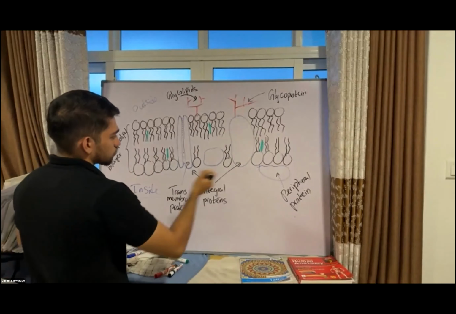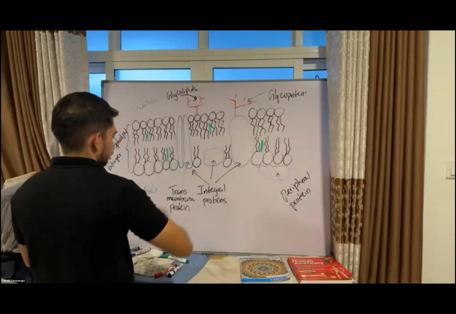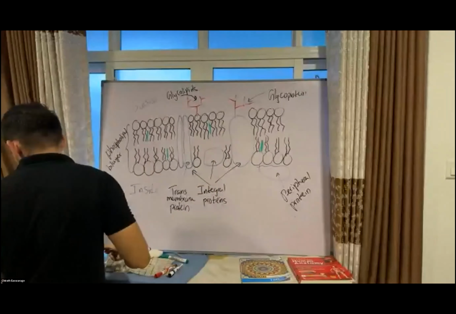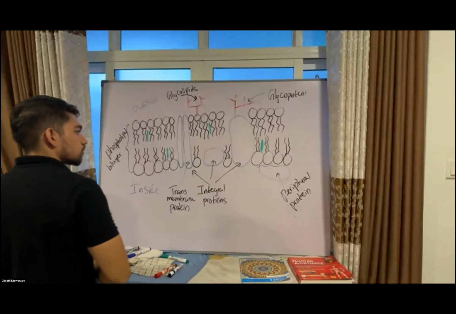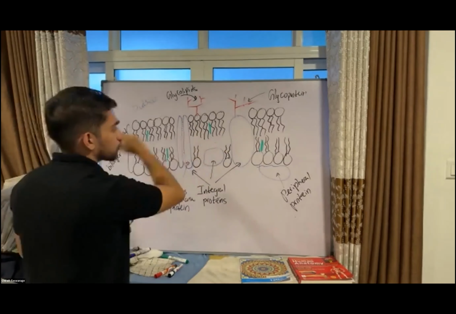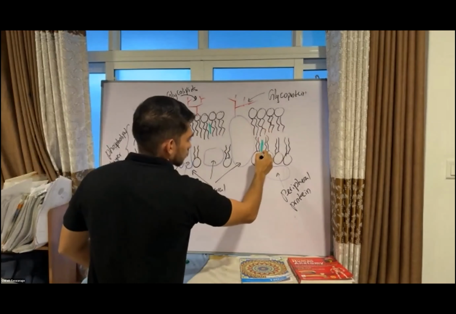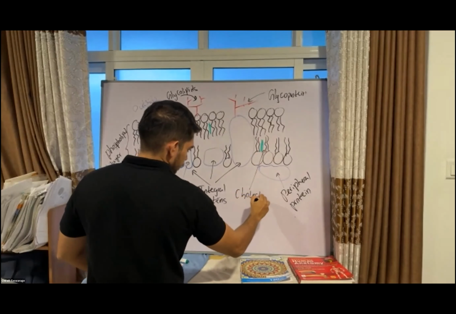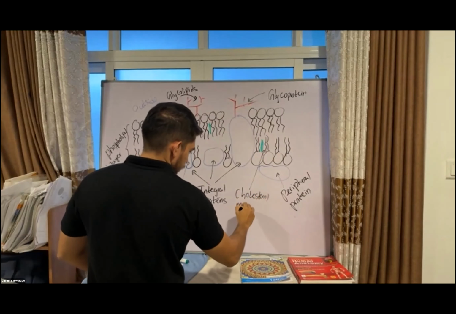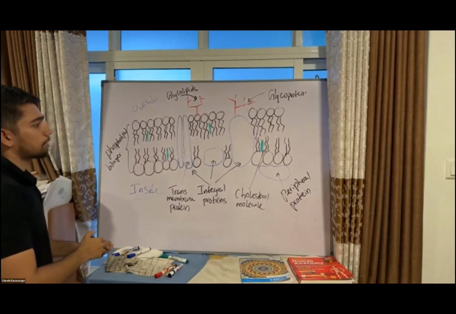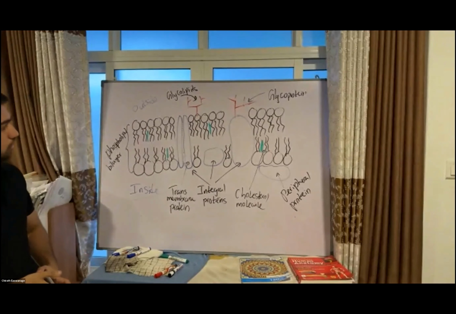Right? And this one, sorry, this one is also an integral protein. Okay. Right, I'll explain. And then what did I forget? The cholesterol. So this green color is a cholesterol molecule. Cholesterol molecule.